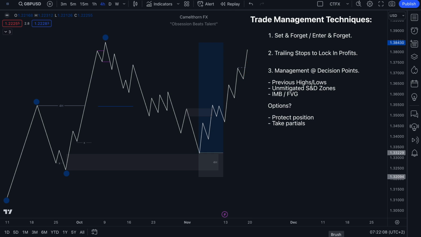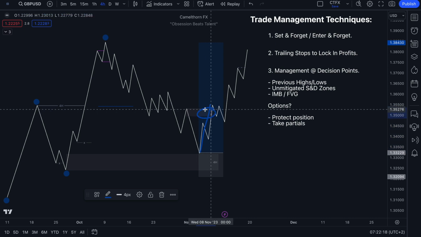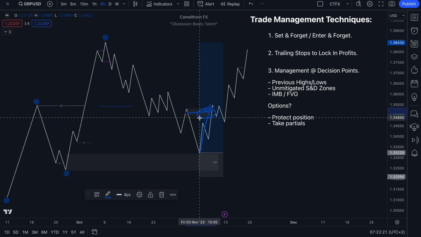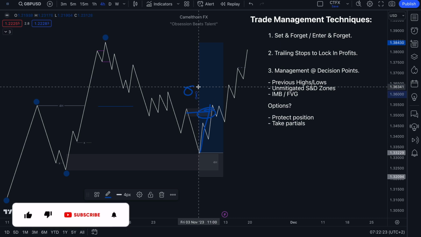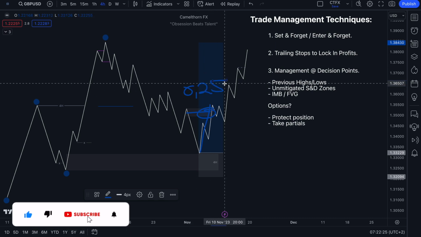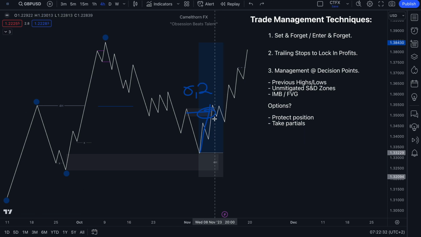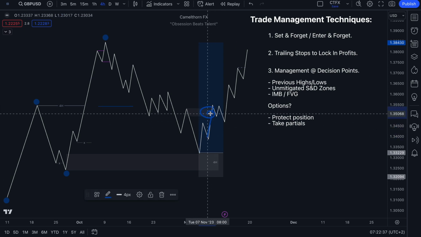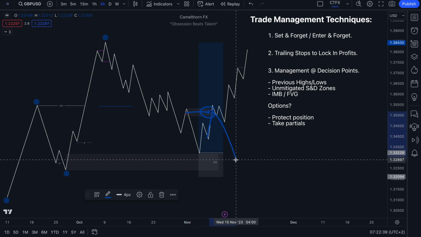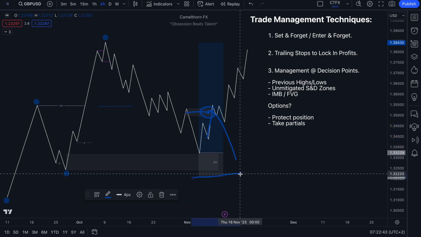Now, the second decision that you can make at these decision points is you can go ahead and take off partials at these areas. As price action comes in to interact with that first decision point, you can go ahead and take off, let's say 0.25% of your position, or you can take off 50% of your position, etc. The reason you want to do this is again because there is that possibility that as price action interacts with those decision points, it can roll over and potentially take you out of the trade.